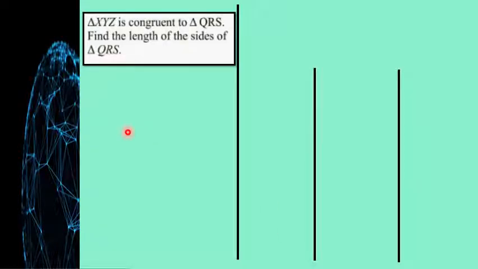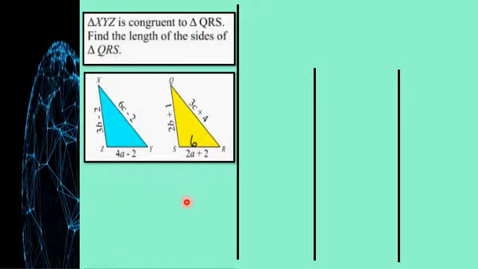Okay, let's have the example. Triangle XYZ is congruent to triangle QRS. Find the length of the sides of triangle QRS. This is the figure. As you notice, we have 3b minus 2 here for XZ, and we have 6c minus 2 for that. The question is to find the length of the sides of QRS, only QRS. So if you're going to find the QRS sides here, that is also the same as this one.